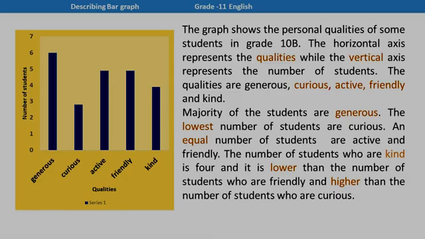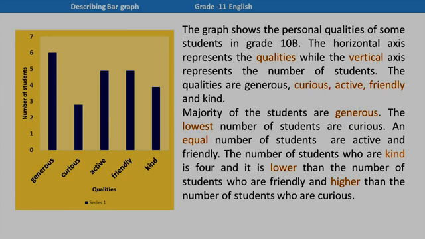The blank number of students are curious. Now look at the bar curious in the bar graph. Yes, you can see it is the lowest one. So we can use the word lowest there. The lowest number of students are curious. Then, blank number of students are active and friendly. So look at the two bars, active and friendly. There you can see they are in the similar level, right? So we have to put there the word equal. An equal number of students are active and friendly.